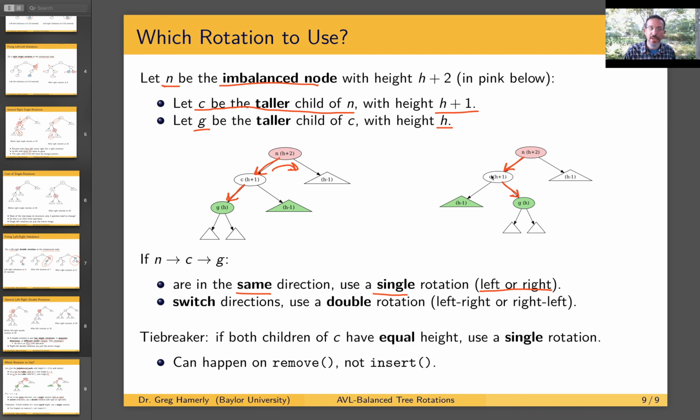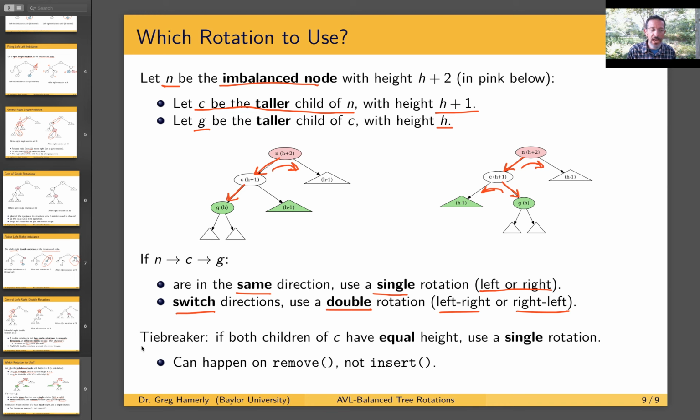If n to c to g switch directions, use a double rotation, which is either left-right or right-left. And in this case, we would want a left-right double rotation to fix that imbalance at that node n. So these are the rules for how to determine which rotation we need before you apply the rotation that you need.